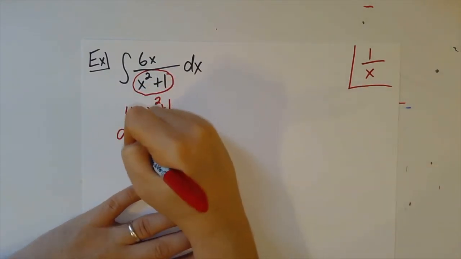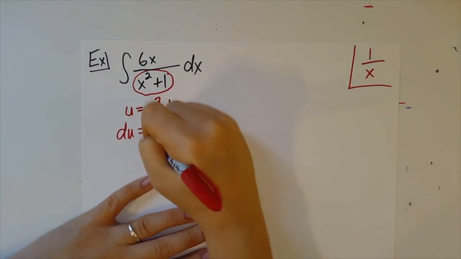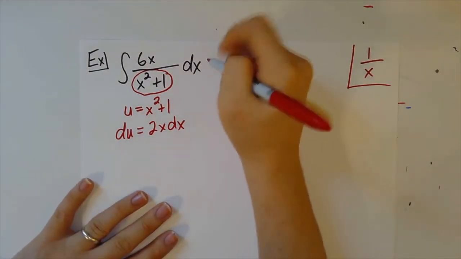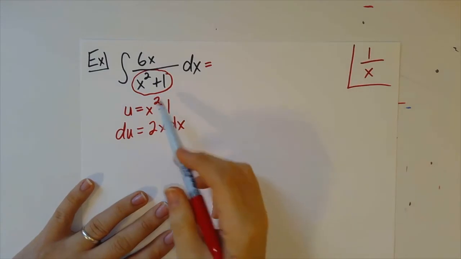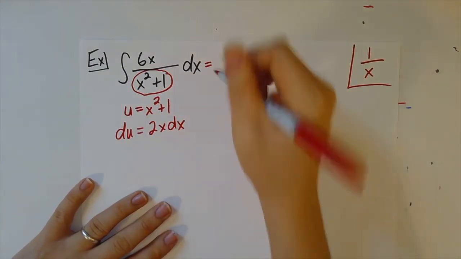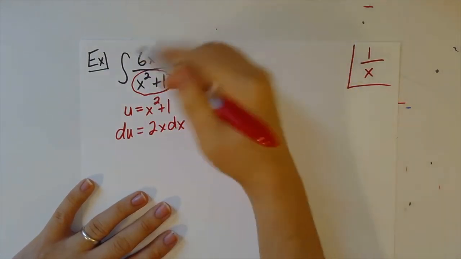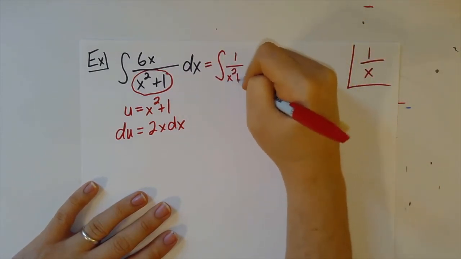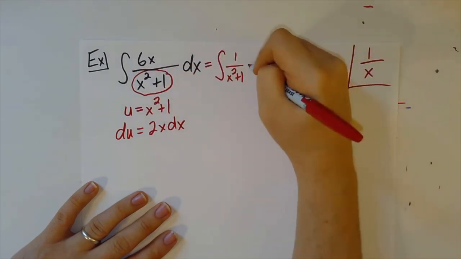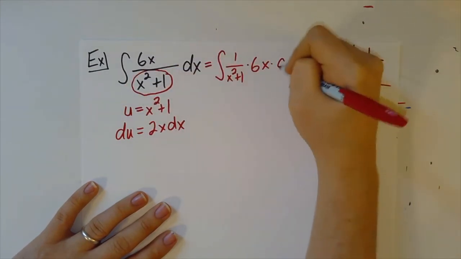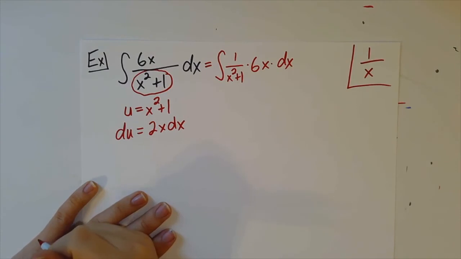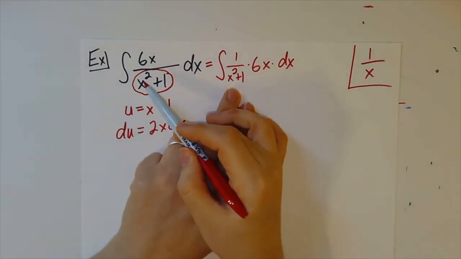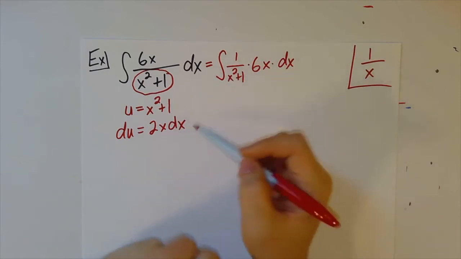Okay, but if I do that, then my du here is going to be 2x dx. And so now if I try and rewrite this, I'm going to have an integral here of, and so I'm going to rewrite this as 1 over x squared plus 1 times 6x times dx. Again, this is the same thing as this. But I really don't want a 6x dx, I really want a 2x dx.